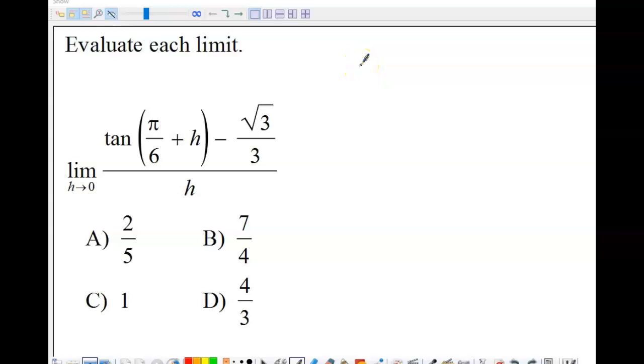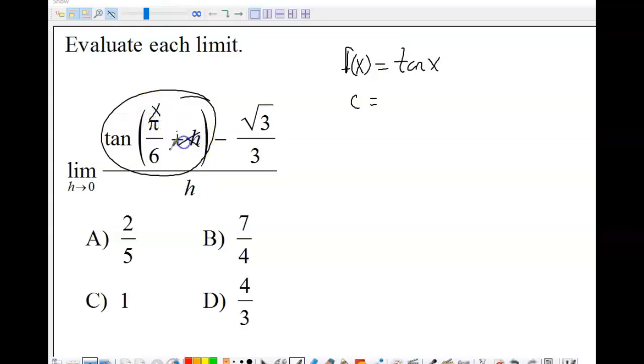Basically, you have to recognize that what we're looking at here is the limit definition of a derivative. So you have to be able to identify two things, what your function is and what your c value is. The function is tangent. It comes from here. This is your x value. And the h you just kind of ignore. So the original function was tangent of x. The c value is just the x value that we're plugging in, which in this case is pi over 6.